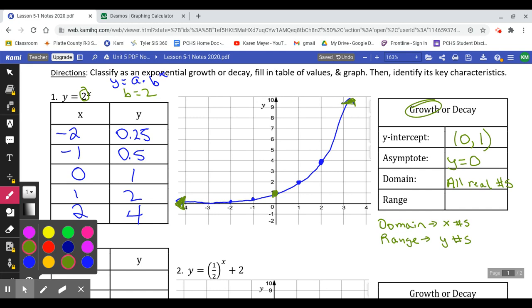Now on the range, we have y, because range is y numbers.